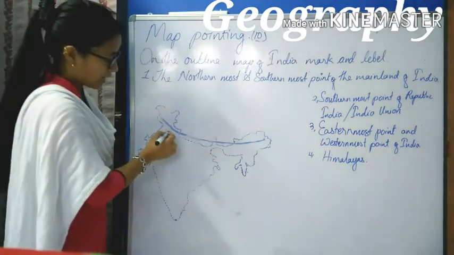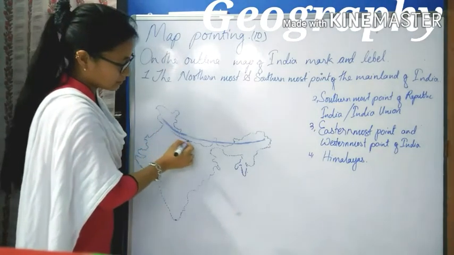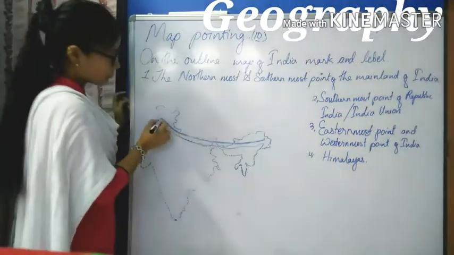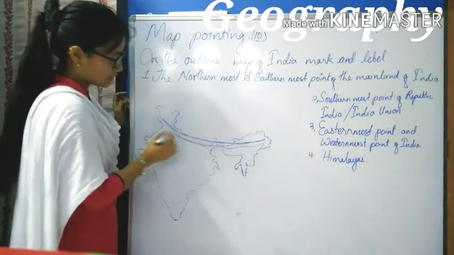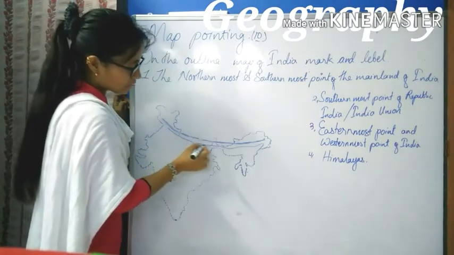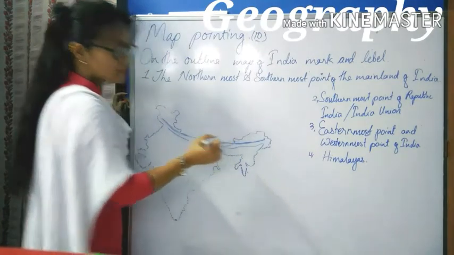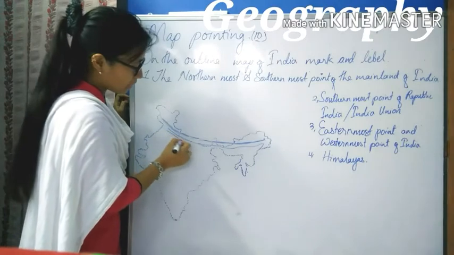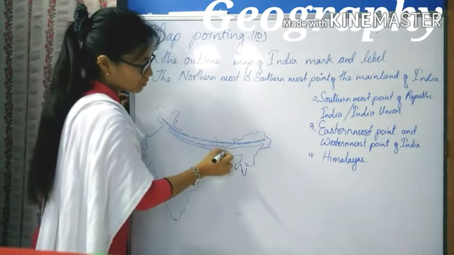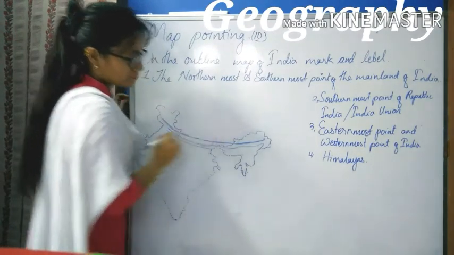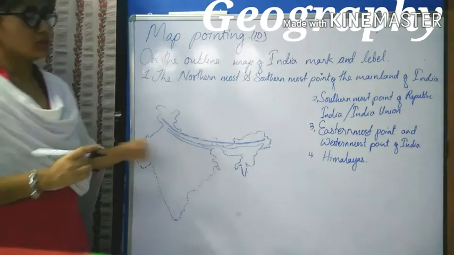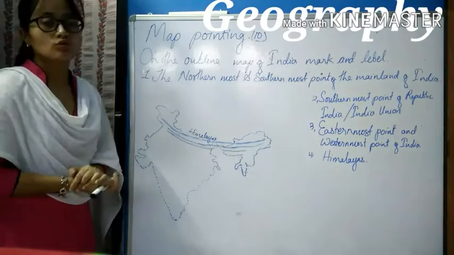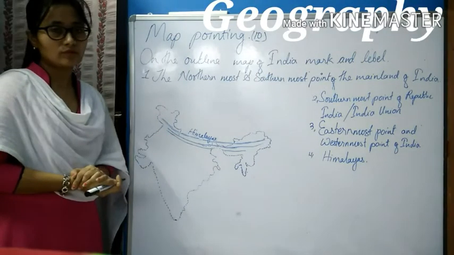After that, we have the Lesser Himalayas. So this marks the Greater Himalayas, and the second line that you can see here marks the Lesser Himalayas, and the third line you can see marks the Shivalik range. So these are the three mountain ranges of India. So these mark the Himalayas of India.